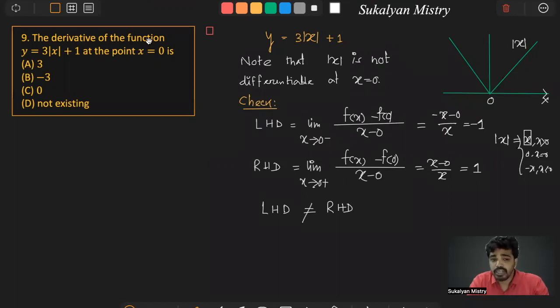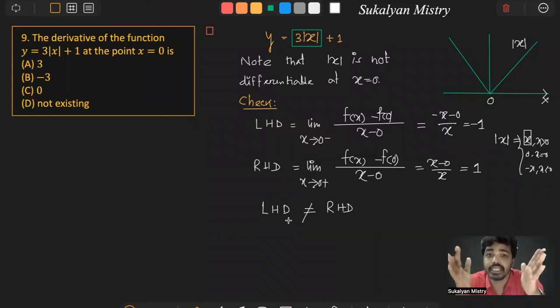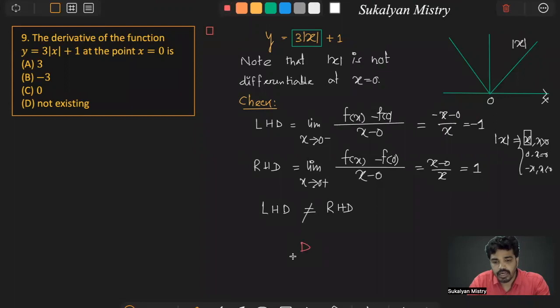তাই বলছি the derivative of the function this, দেখো আমরা যে মডুলাস আছে, so that's why this derivative of the function does not exist. Derivative কখন exist করবে যদি left hand derivative, right hand derivative exist and they are equal. ঠিক, so which option is correct? So option D is the correct answer. Okay, clear?